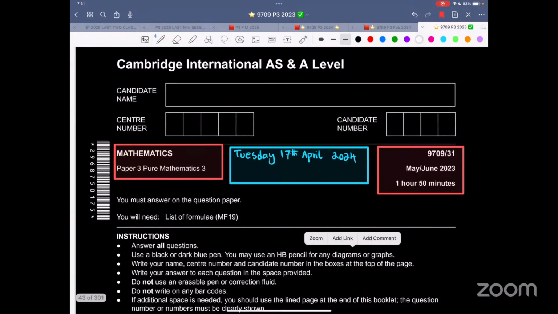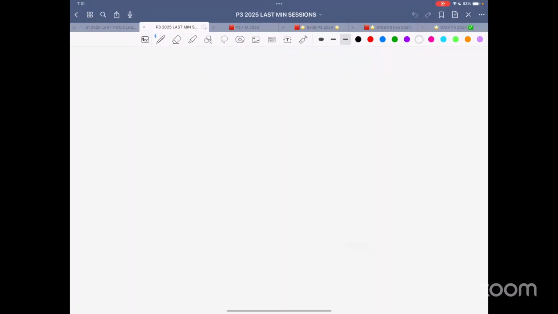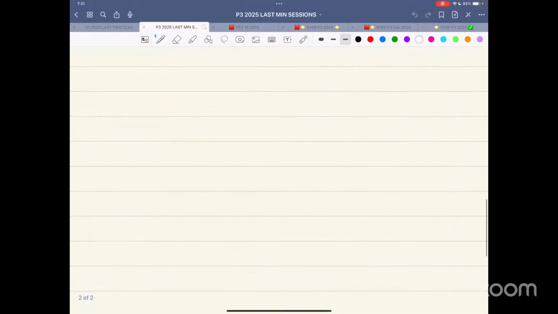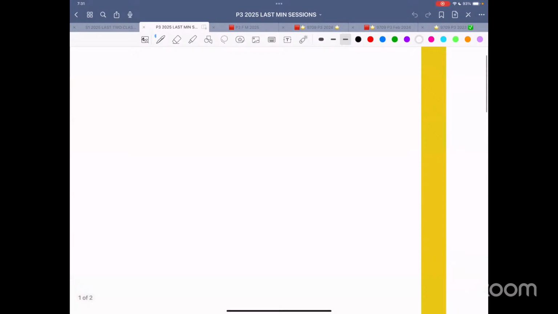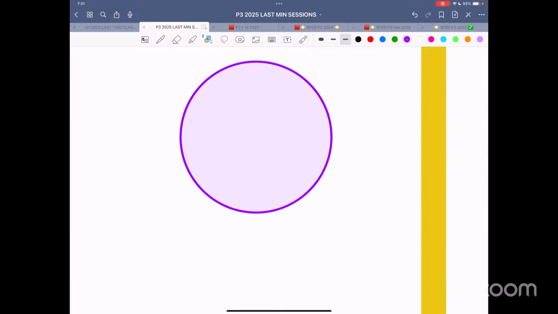So now we are starting with the review session of P3, and this is the first review session. So first of all, let me write over here that this is the review session of P3. The first review session is on Friday, and the next one is on Sunday. Both days it is at 7:30 p.m. and it's approximately 90 minutes long.